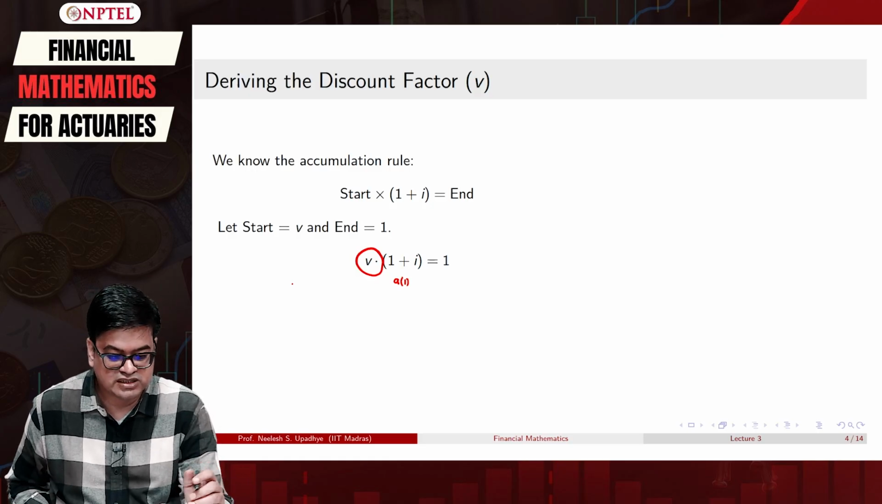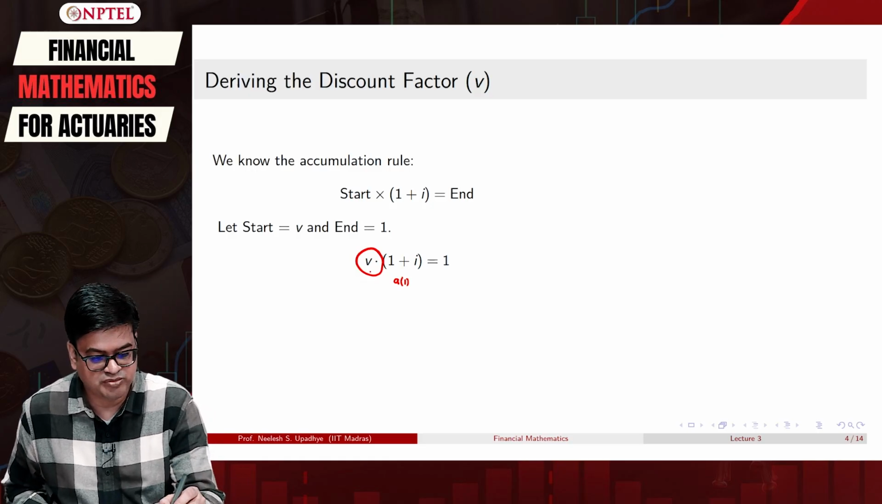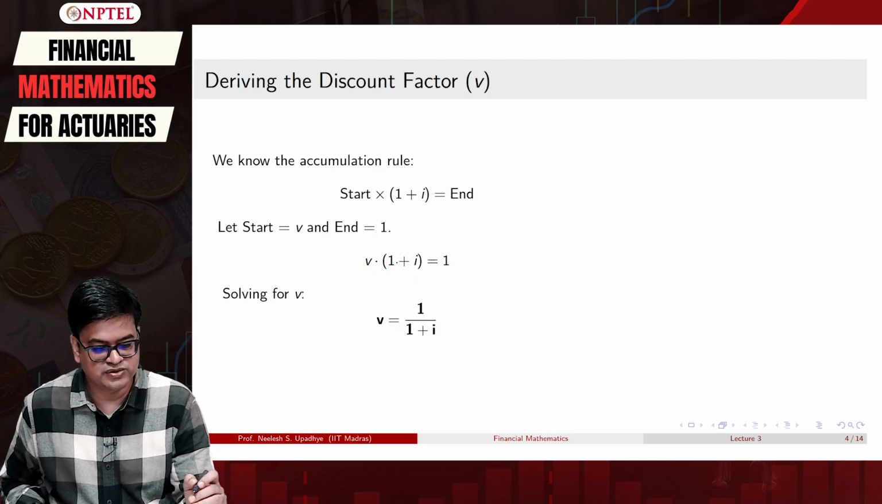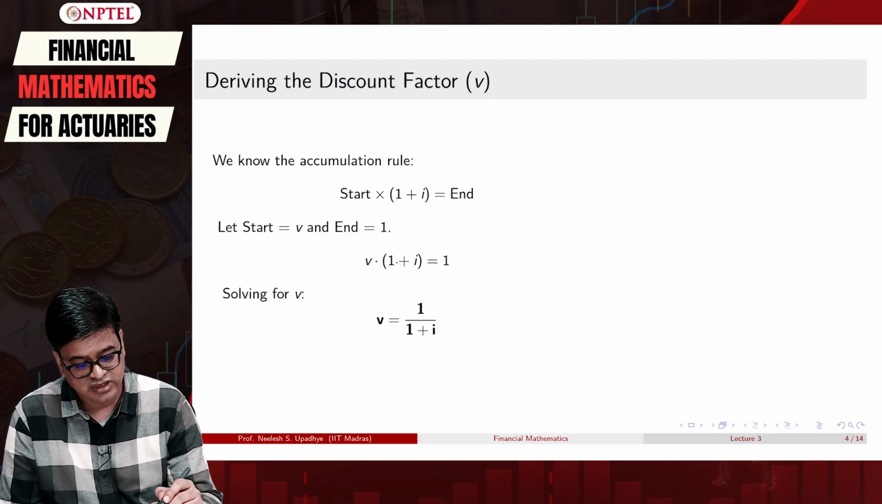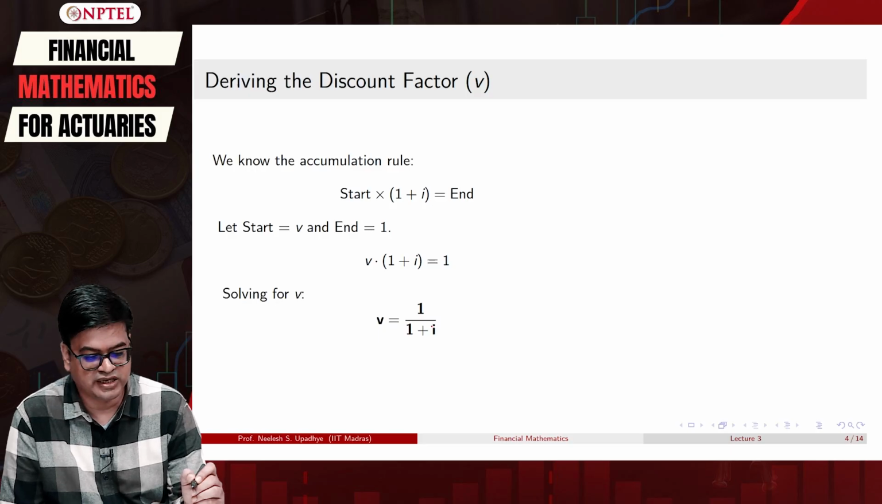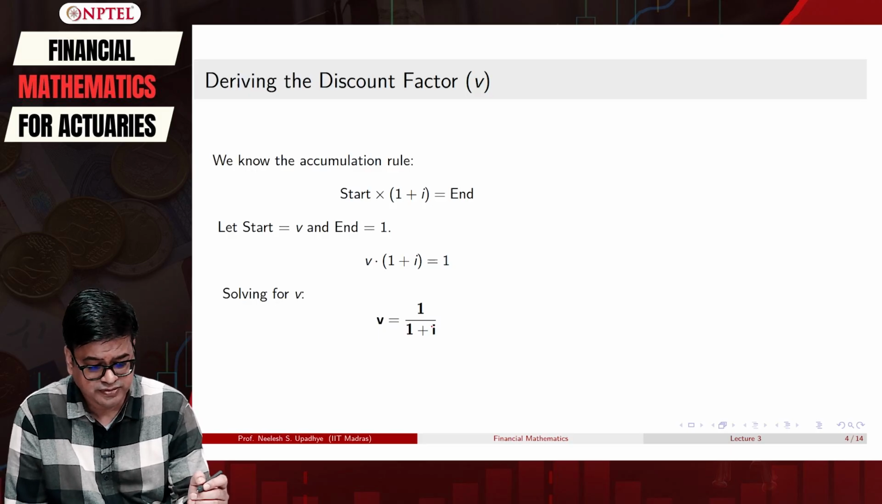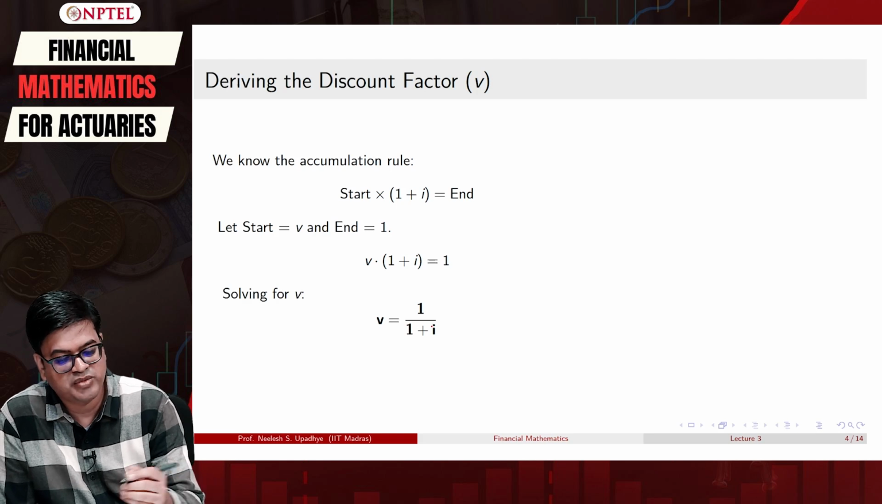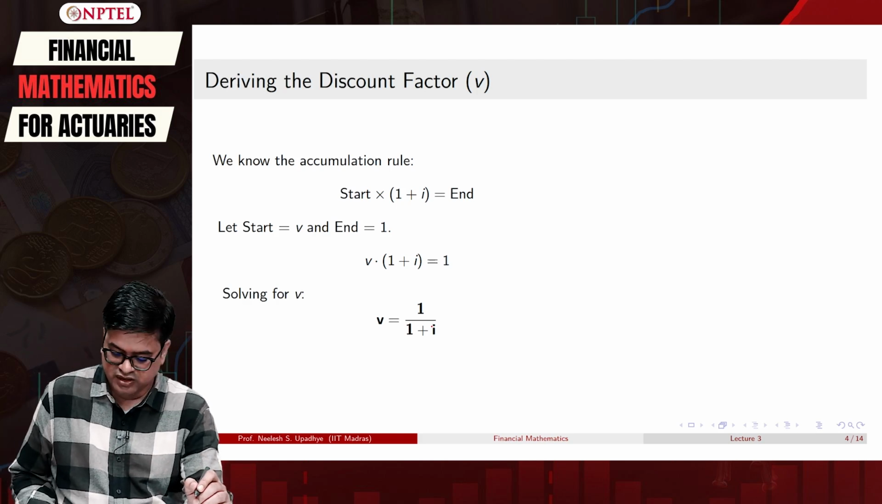So the easy answer, if I know the interest rate, as this number cannot be 0, I can easily do this and I can solve for V. It will give me 1 plus I. Okay. So let us take one example which will make it very clear how to do it.